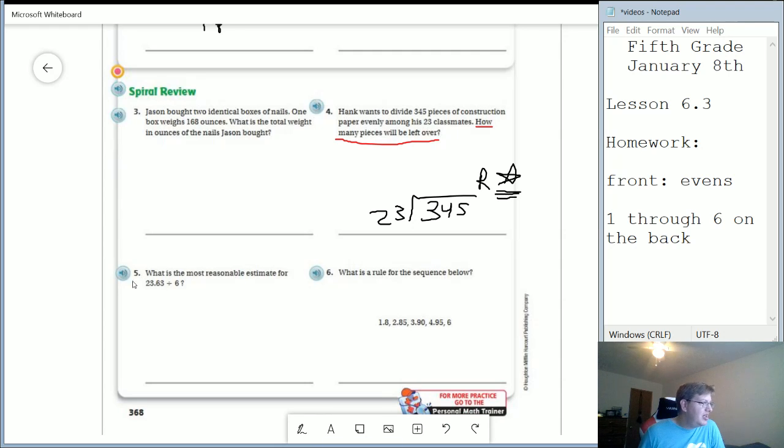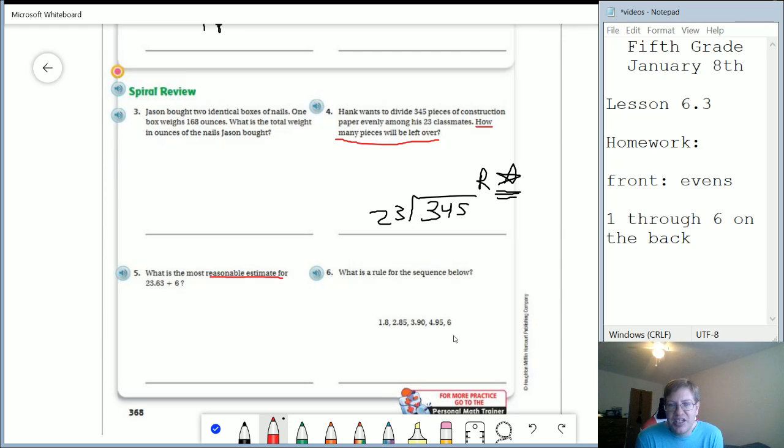Number 5, we're doing an estimate again. So we are estimating the answer. Let's pretend that we're working with money. Say, $23.63 divided up into 6 equal parts would be a reasonable estimate for that answer, okay? And then the last one, we want to figure out what our rule is. We want to figure out if we are counting up or backward. So are we adding or subtracting, and what amount are we adding or subtracting by?